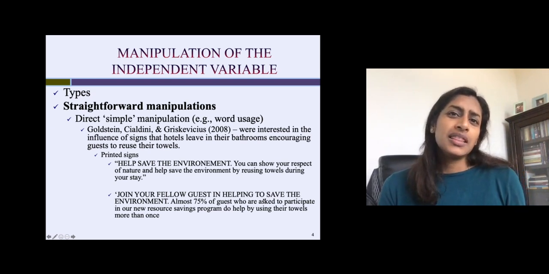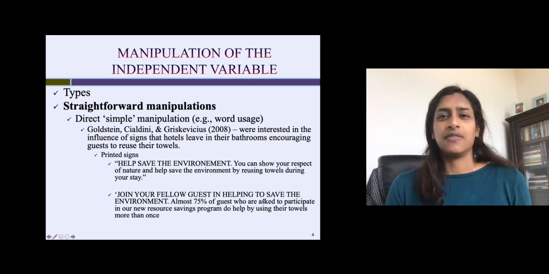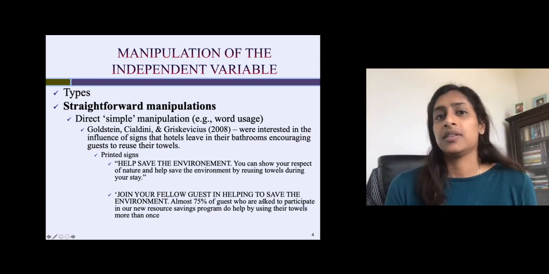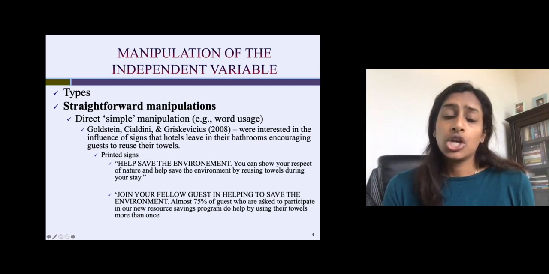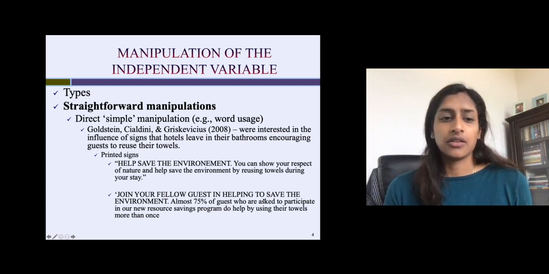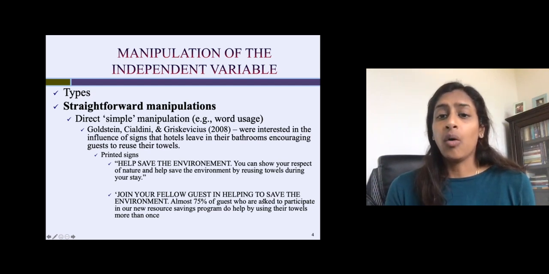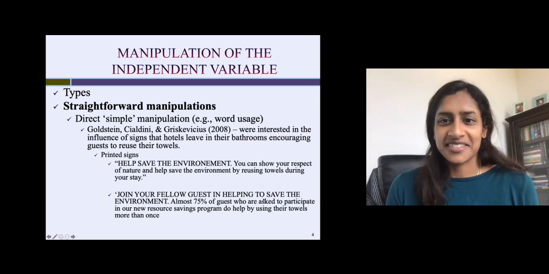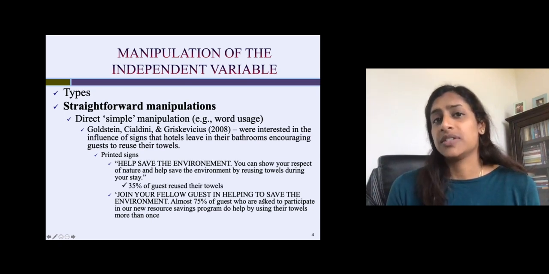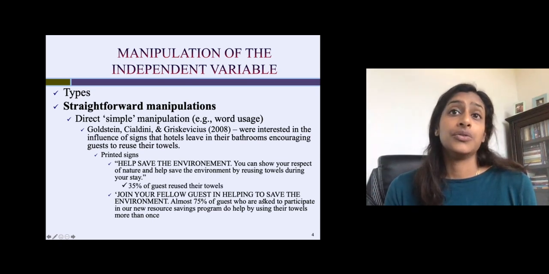And so in this experiment, they wanted to see if they could manipulate behavior based on the types of words they use. In the first example, they had a little sign that said, "Help save the environment. You can show your respect of nature and help save the environment by reusing your towels during your stay." When they did this, 35% of guests reused their towels.